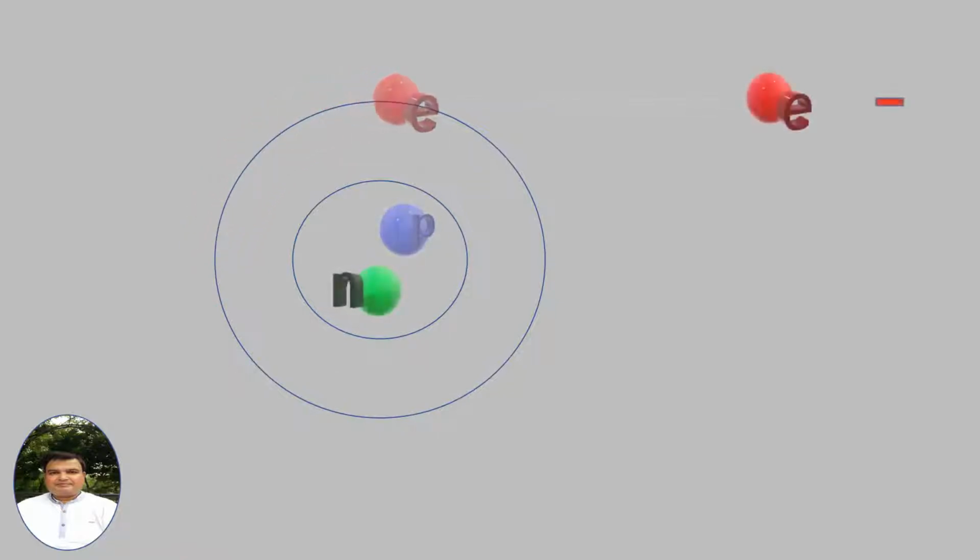Electrons are negatively charged, whereas protons are positively charged. As far as the neutron is concerned, they are neutral. Let us know how bodies are getting electric charge.